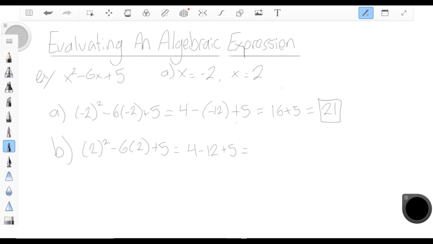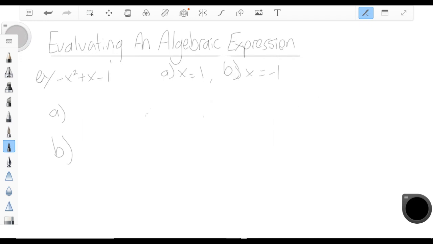And notice what the difference is here. So we have 4 minus 12 now, which gives us a negative 8 plus 5, and then negative 8 plus 5 gives us negative 3. So we have two very different answers when the signs change in this expression. So these algebraic expressions are useful for defining relationships between numbers whenever we plug in new ones for each of the variables.